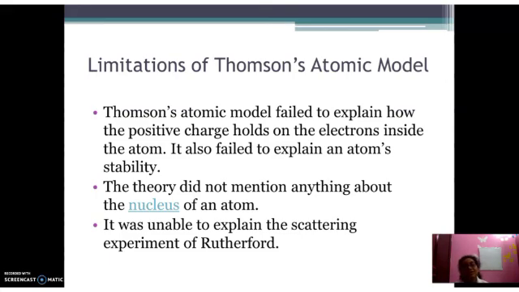So, J.J. Thomson's model is also known as the plum pudding model and watermelon model. Electrons are scattered in the positive sphere. He could not explain the stability of atom and how the electrons and protons are held together in the atom, and he could not give any idea about the nucleus.